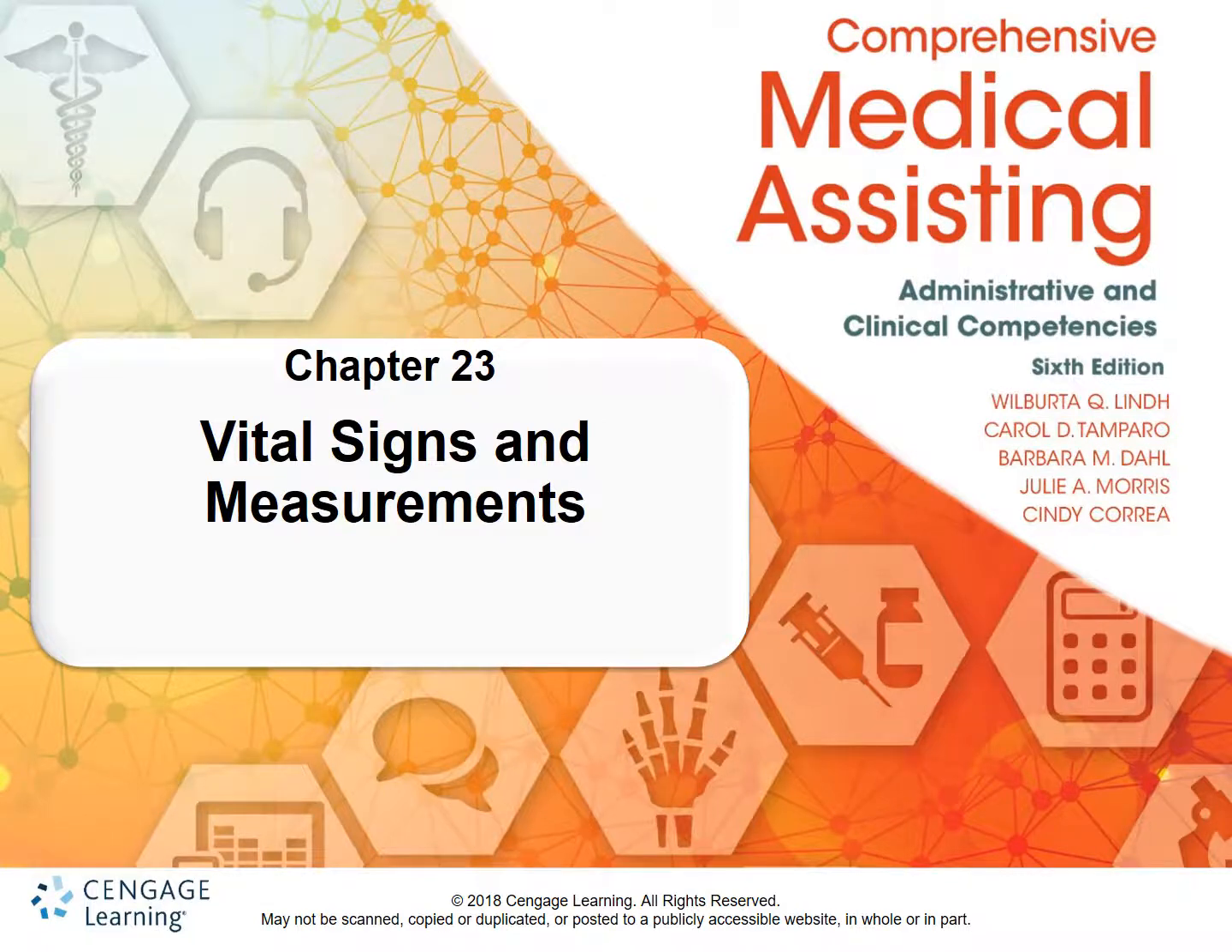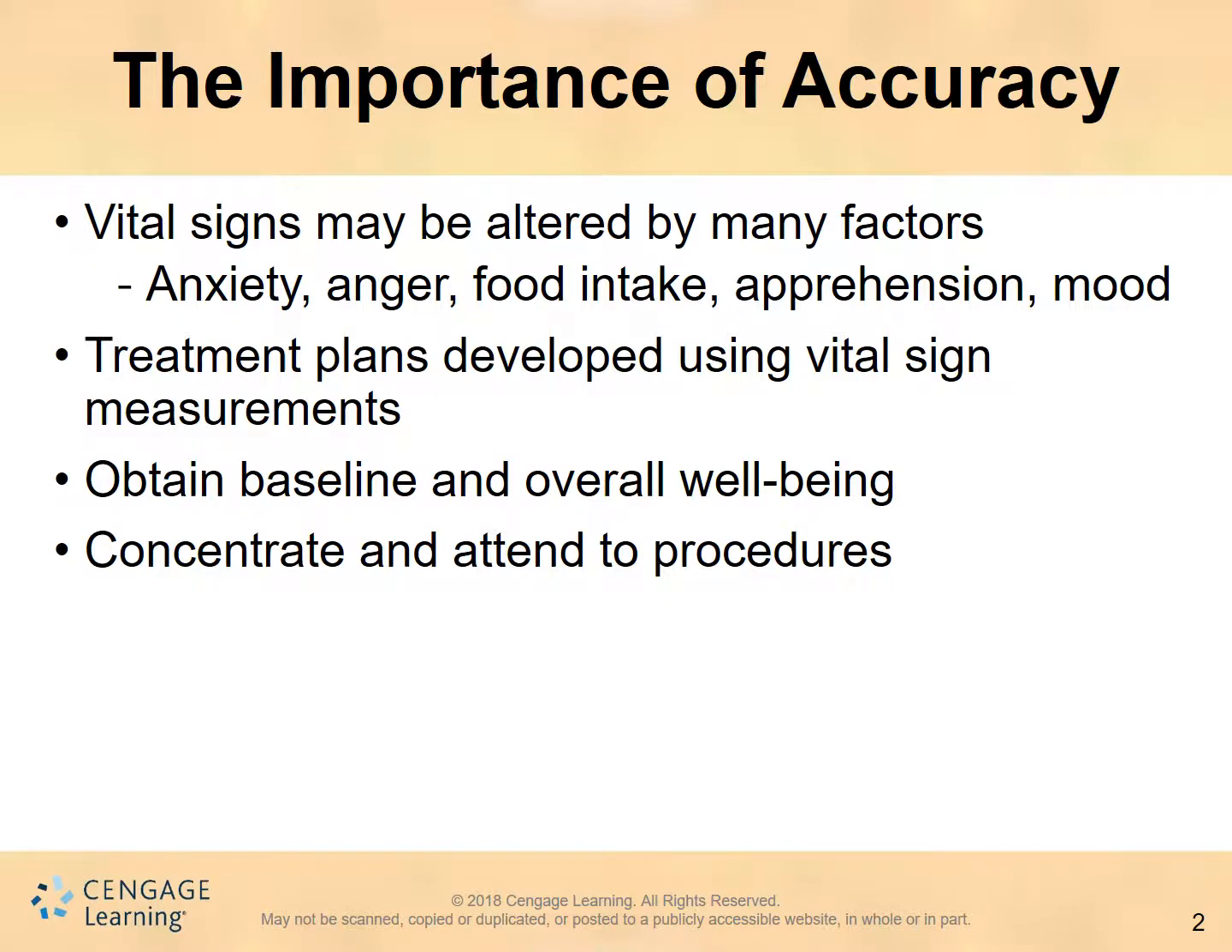Chapter 23, Vital Signs and Measurements. It's important to accurately take vital signs as they may be altered by many factors, including anxiety, anger, food intake, apprehension, and mood. Vital signs are used to develop treatment plans, to obtain baseline measures, and to determine the overall well-being of the patient. It's important then to concentrate and attend to procedures.